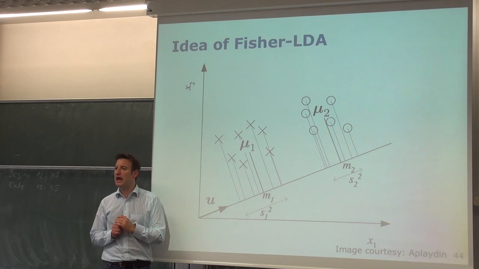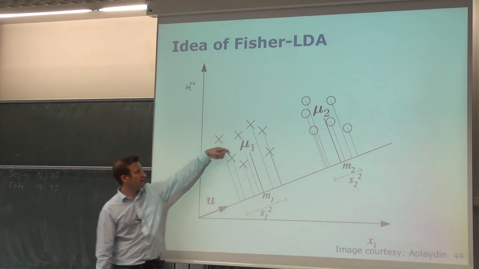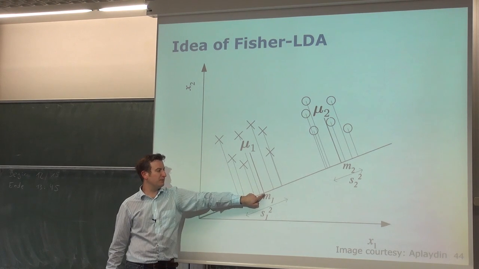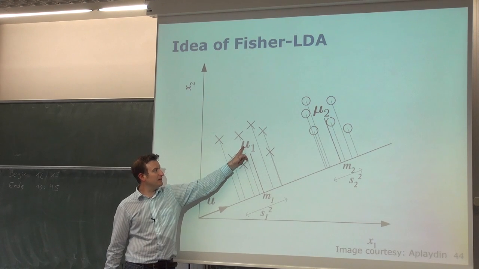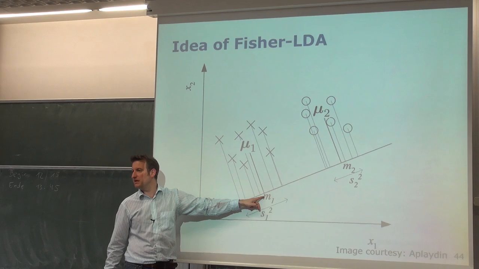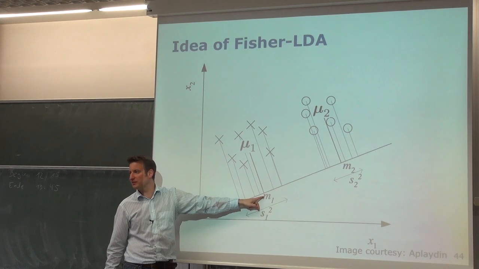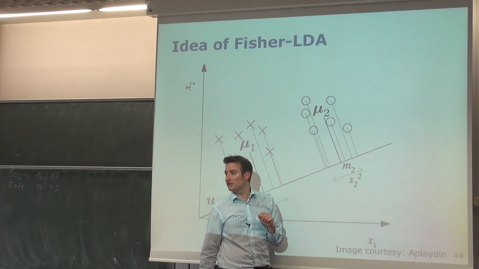Okay, let's see what happens if we project the individual means onto this U. This is mean number 1. It would be projected over here, as we call it M1. So the mean is in the original high-dimensional space, and the M is the mean in my low-dimensional, one-dimensional space in this example. Same thing happens here. The point is projected over here.